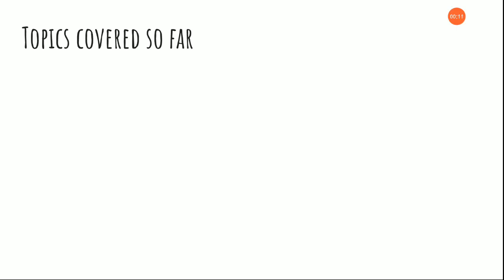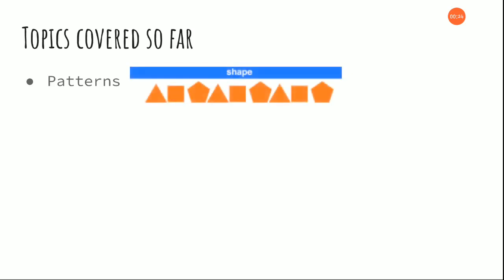We have almost completed the second unit and today we are going to revise the concepts that we have studied in the unit. Okay, shall we begin? First, what is a pattern? The sequence in which something is being repeated is called a pattern. Now look at the example.